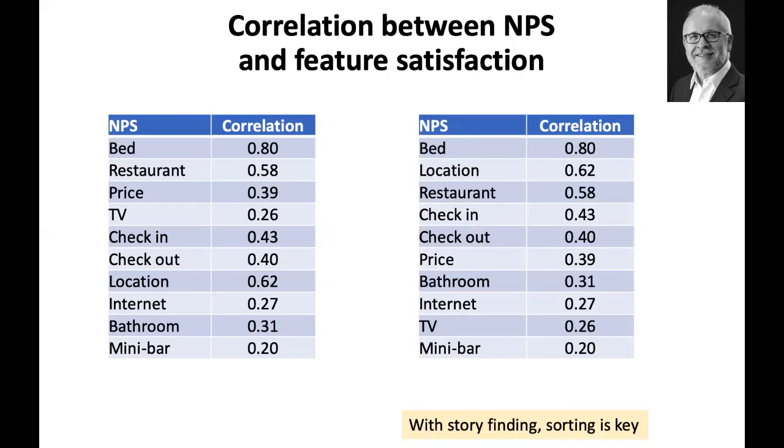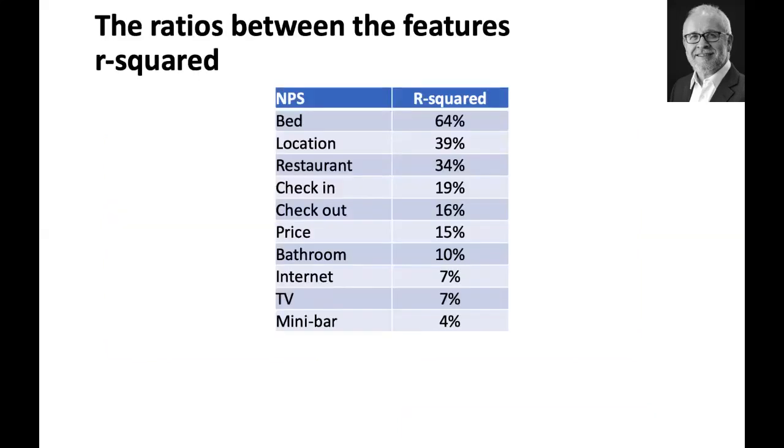But actually, it's very hard with our brain and our eye to understand what does bed at 0.8 mean compared with location at 0.62, compared with the internet at 0.27, because these numbers are not linear numbers. They are not something that intuitively makes sense. So what we do is we square them. So now they are the ratios of the shared variance over the total variance.